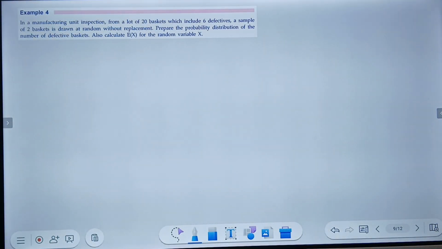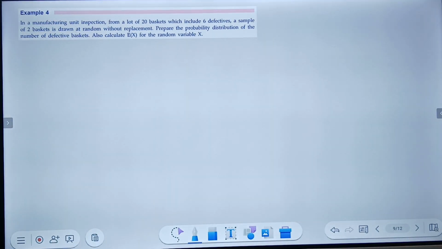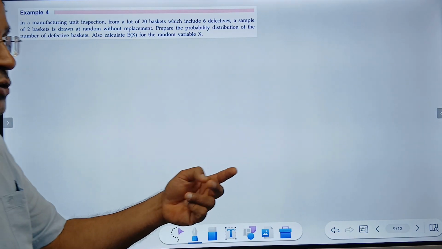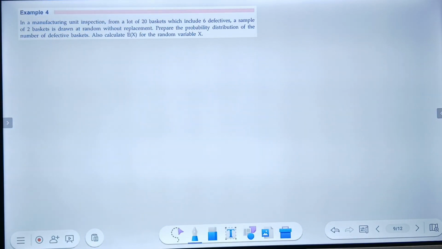In a manufacturing unit, from a lot of 20 baskets, which includes 6 defective, a sample of 2 baskets is drawn at random without replacement. These are the two important phrases: with replacement, without replacement. You have to be very careful with them. Okay, find the probability distribution of the number of defective baskets.